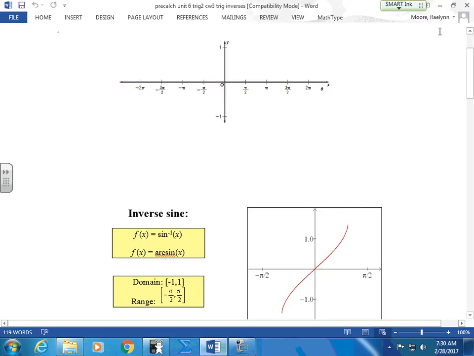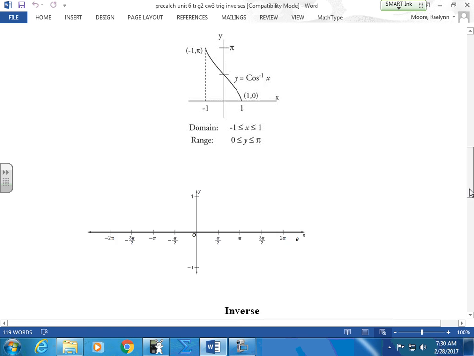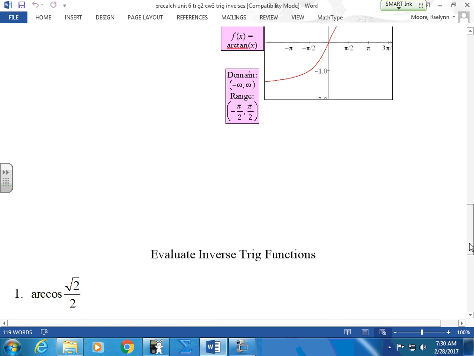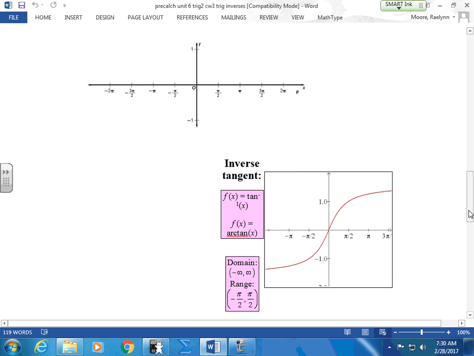I'm going to jump down to the tangent. I'm going to pass the cosine right now. I'm going to come down to the tangent. Oh, this is working out nice now. Okay. Now, tangent says, I have a natural asymptote. Where are your asymptotes for tangent? Well, what's your domain for tangent?